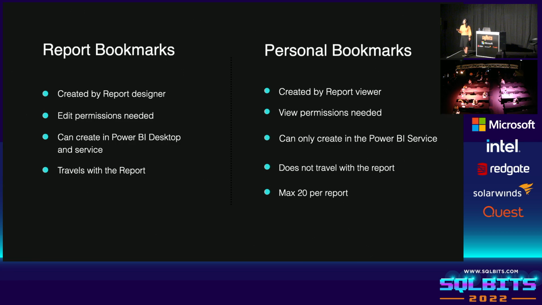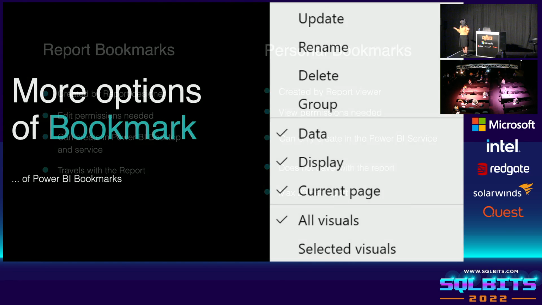So I don't really know, and I didn't find documentation to say how many Power BI report bookmarks I could create. But the personal bookmarks, you could create only a maximum of 20. So that's a quick difference between report bookmarks and the personal bookmarks.